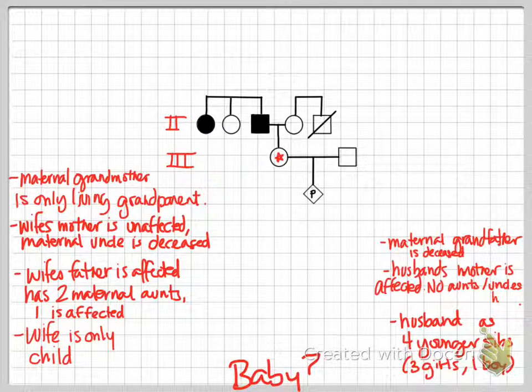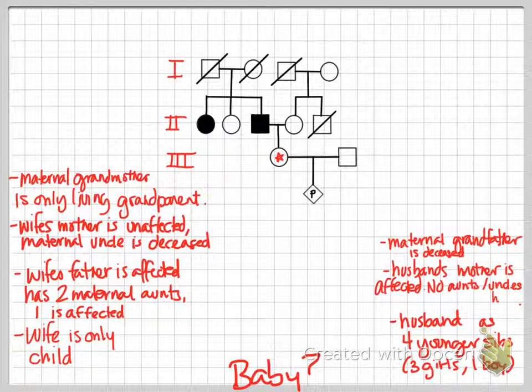What about her grandparents? Well, it says that she only has 1 living grandparent, her maternal grandmother, and we don't have any information about whether or not they have siblings or anything else, so we can just leave them as deceased. Okay, easy enough. Now let's go to the husband's side.